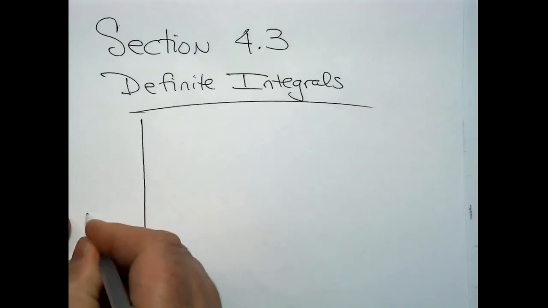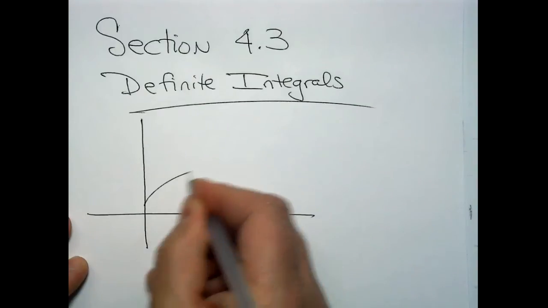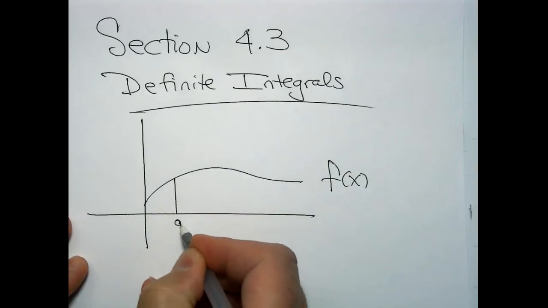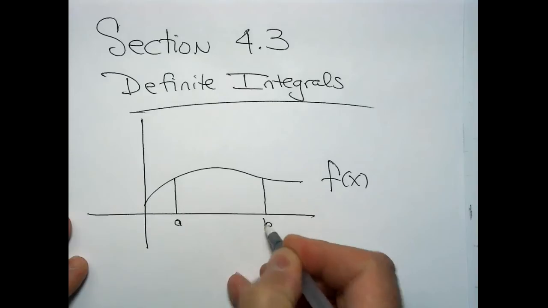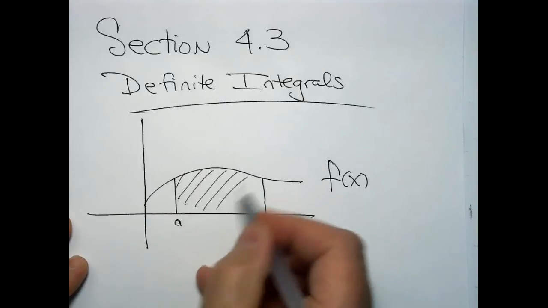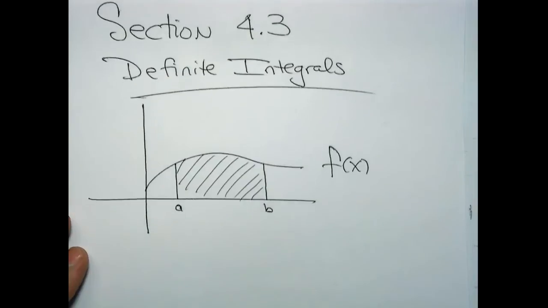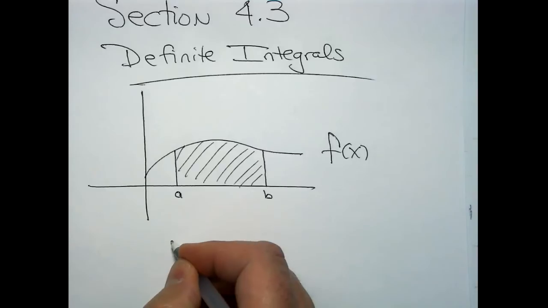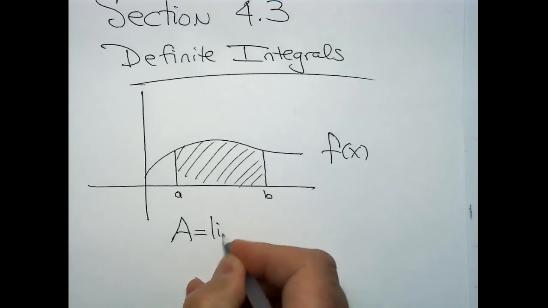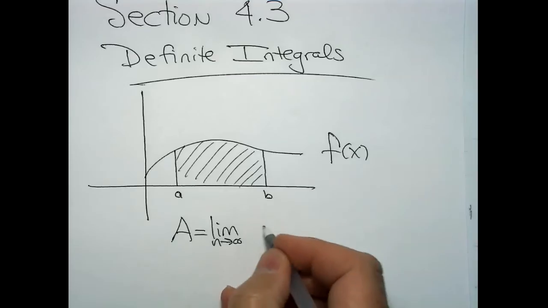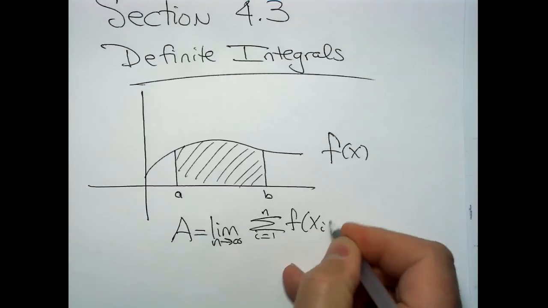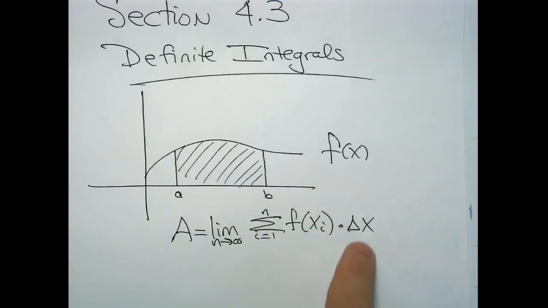If you had a curve, f of x, and you started here at a, and you stopped here at b, and you wanted the exact area underneath this curve. Well, right now, the only method you have is to use the limit. So the area should be the limit as n approaches infinity of a sum of rectangles, where each rectangle has a height and each rectangle has a width. And we'll stick with a constant delta x.